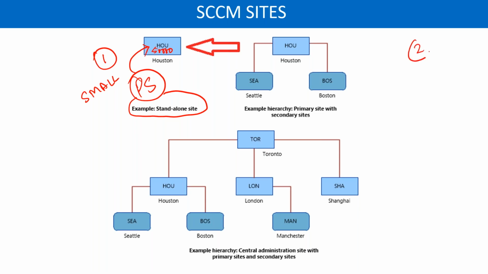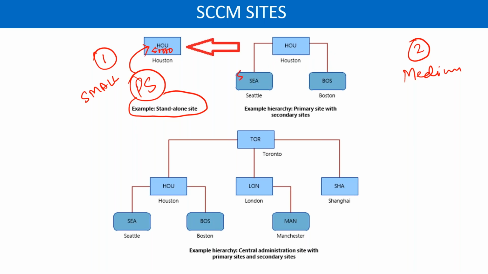Now, if you have expanded your business and started the expansion in other regions, for example, you started branch offices in Seattle and Boston. Since Seattle and Boston are not on a LAN connection with Houston, they are on a WAN connection, a wide area network connection. So network connectivity is not as good as a LAN network.